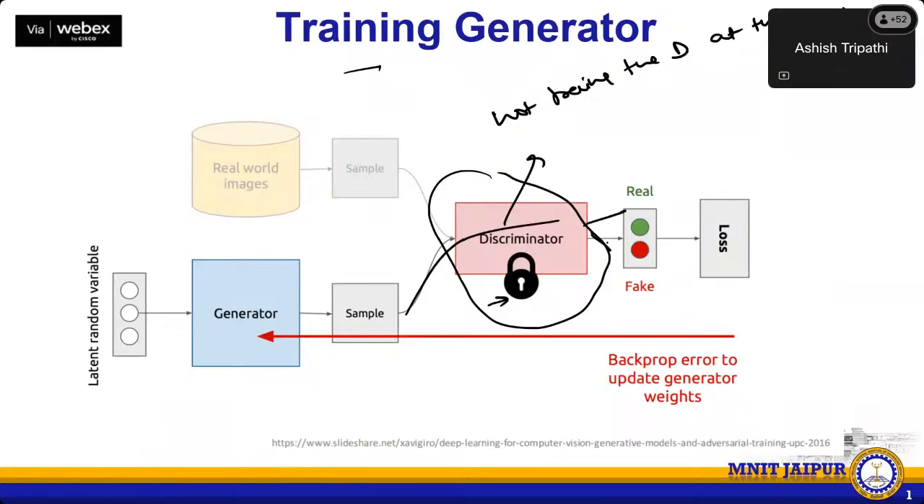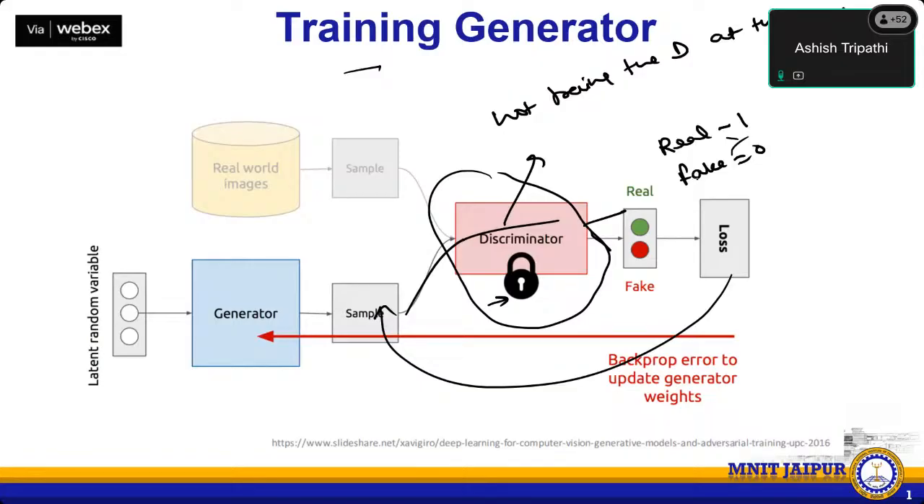The discriminator will say real or fake. Again, we will get some loss. We'll keep on training. Again, we'll get some loss. We'll keep on training. And when the discriminator is giving 1 for the real and 0 for the fake, that means the discriminator is able to discriminate quite well. What we have to do is just reiterate.